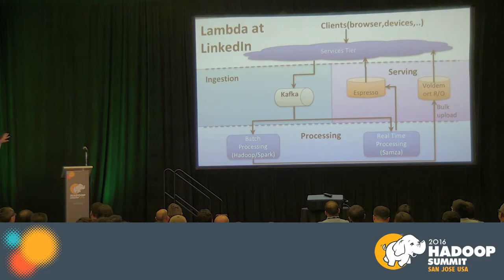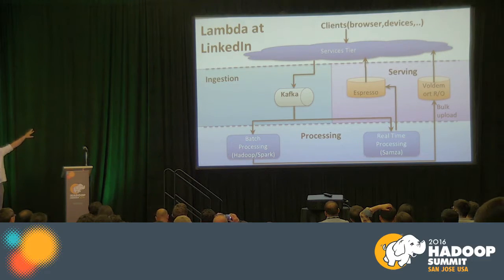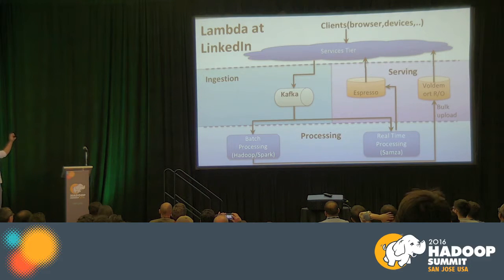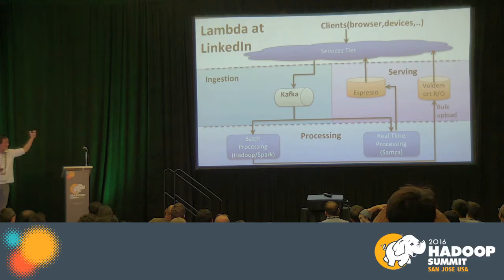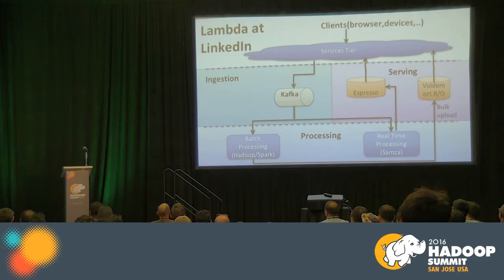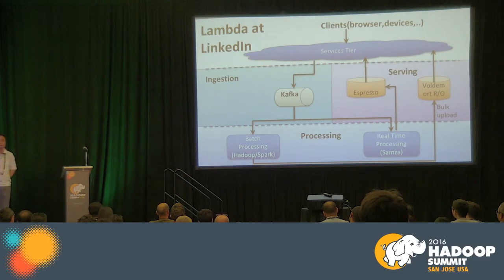Okay. In LinkedIn, this is how we implement our Lambda. The ingestion layer is Kafka. We track all these events happening from the service tier through Kafka, and then from Kafka we send them to both the batch processing layer and the real-time processing layer. In LinkedIn, we use Samza as the real-time, stream processing platform. It was created in 2013 as an incubator project, and from last year it became a top-level Apache project.